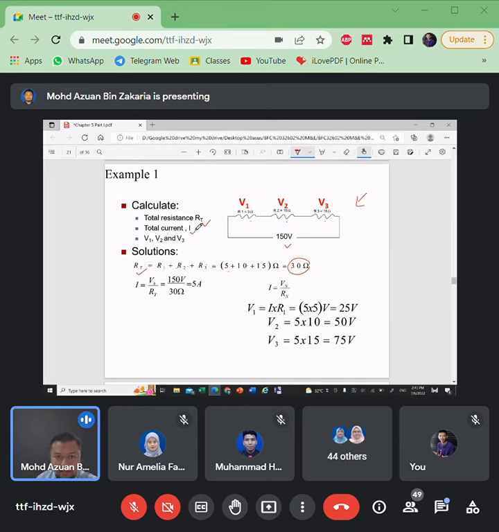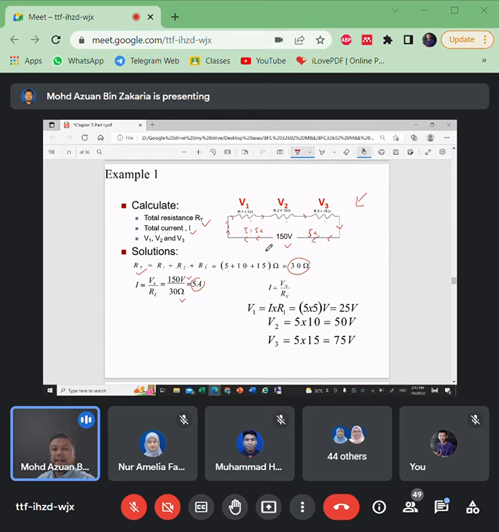After that, calculate total current. Total current, we can use voltage supply. Total voltage, 150, divided by total resistance. So we can get I equal to 5 ampere. So 5 ampere will flow across the circuit.